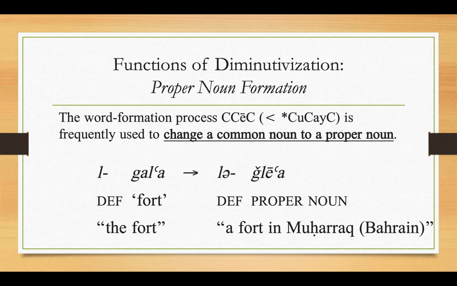So Al-Gala is a common noun in Gulf Arabic meaning fort, but Lajlea is a specific fort in Bahrain, and you cannot reverse the process by making this diminutive form back into Al-Gala. You would not be referring to the same place. So most of these proper nouns that I looked at were lexicalized in the diminutive form.